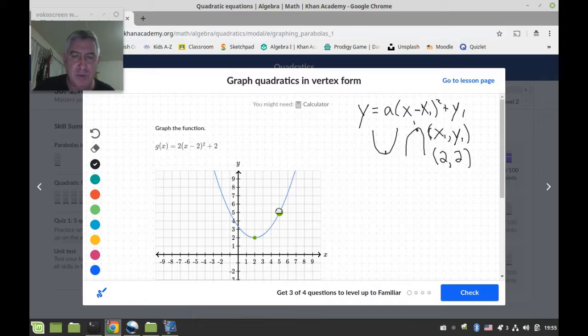And we only need one more point for this graph, so I think it's easier to find the y-intercept. Y-intercept is where x is equal to 0. So I'm going to say the y-intercept is equal to 2 times 0 minus 2 squared plus 2. And now I've got negative 2. Negative 2 squared is 4. 2 times 4 plus 2. 2 times 4 is 8. 8 plus 2 is 10. So my y-intercept is 0, 10.